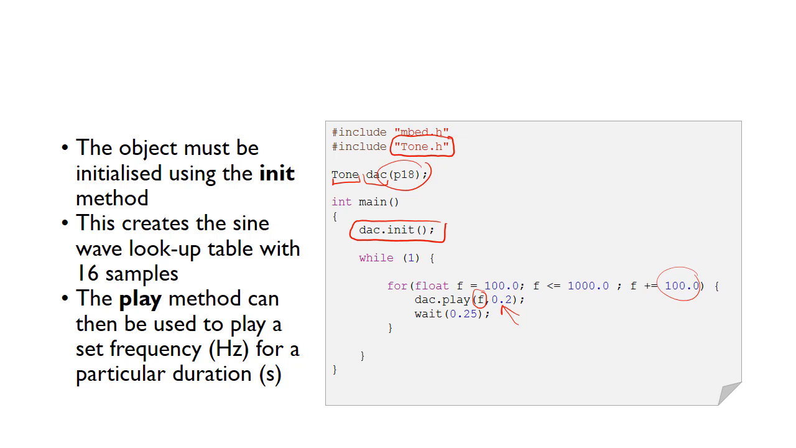A note here: the duration is 0.2, so you just need to put a wait after it, so it can play that tone, and you do a delay while it's playing that tone, and then it'll play the next one. Basically, with the play method, you pass in a frequency and a duration, and the DAC will output a sine wave with that frequency and that duration. If you apply that sine wave to a speaker, you'll be able to hear the audio tone.